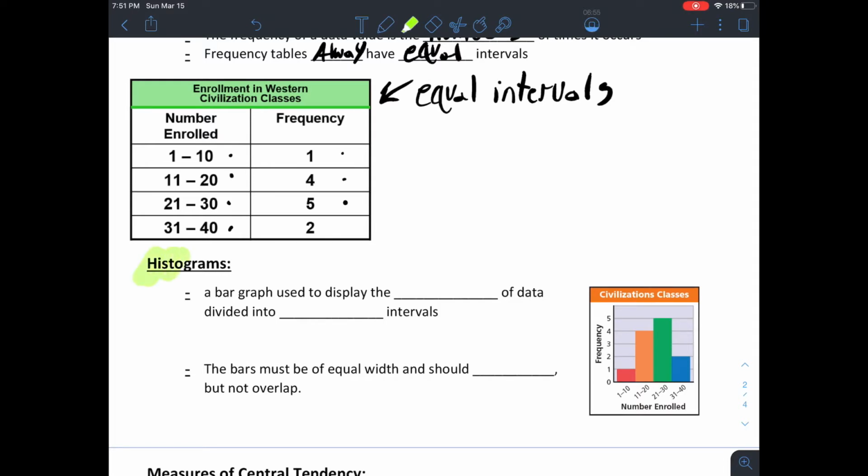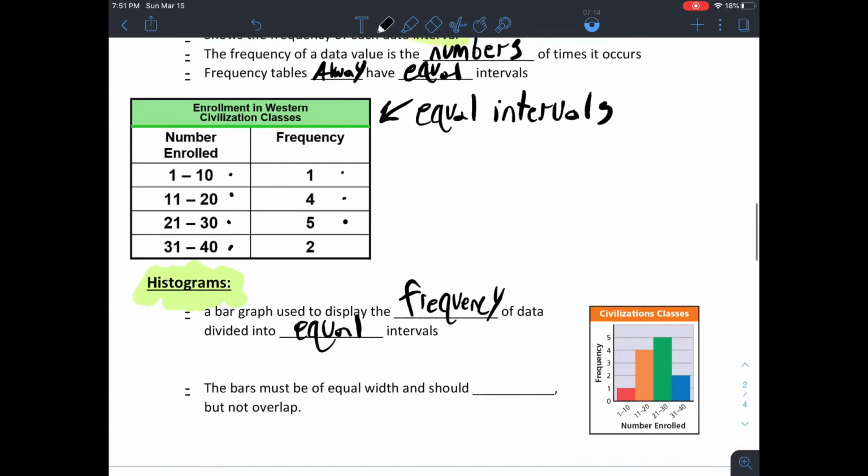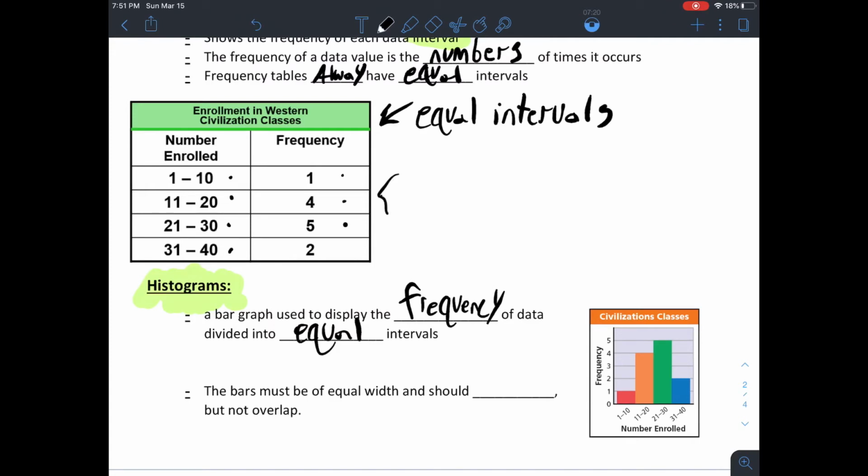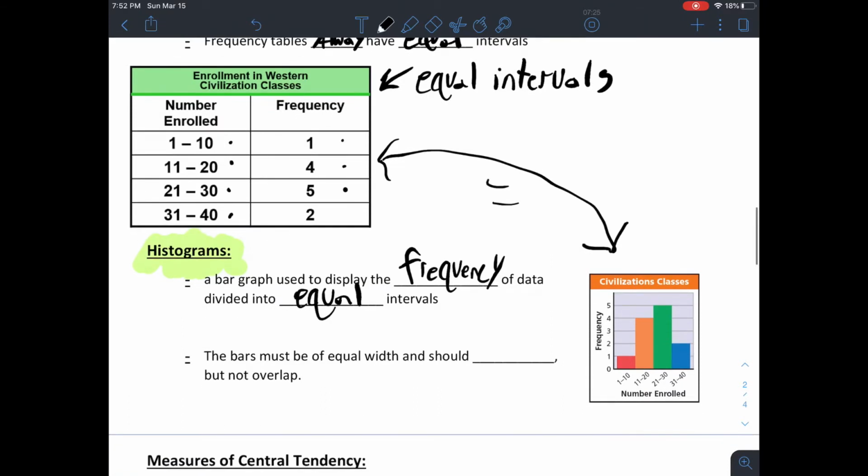Next, we have histograms. We talked about these a little bit earlier during bar graphs. So a histogram is a type of bar graph used to display the frequency of data divided into equal intervals. Because of this, it's often used to display data from a frequency table. That's exactly what we've done here. This table is the same as this graph. So, the number that enrolled between 1 and 10 was 1, 11 and 20, 4, and so on.